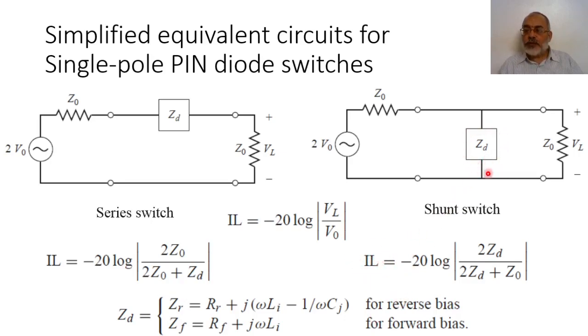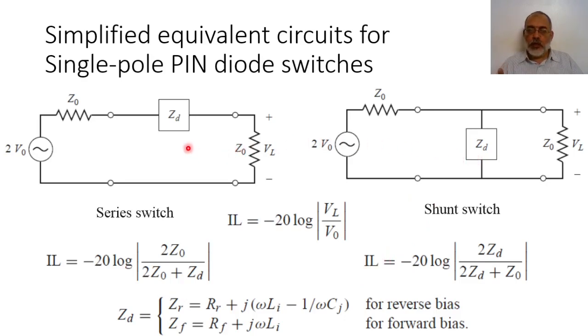If the diode is reverse biased, the impedance will be very high. If the impedance here is very high, this ratio is nearly unity, and in this case the insertion loss would be nearly zero. So for the shunt switch, the switch will be turned on, with no insertion loss, when the diode is reverse biased.